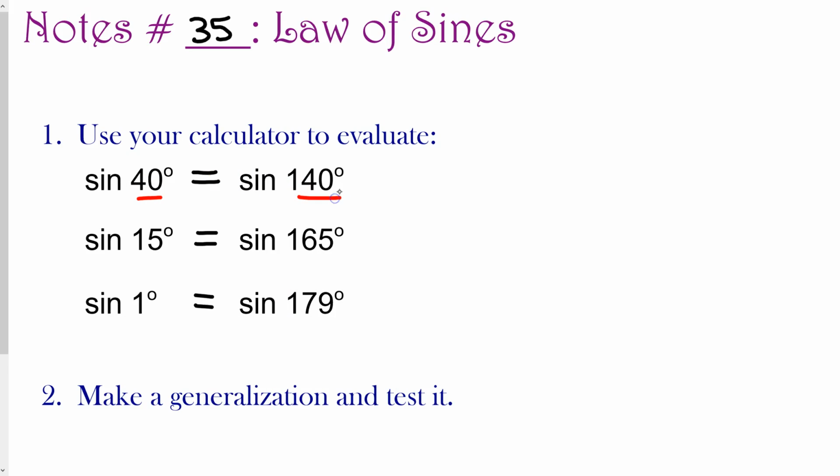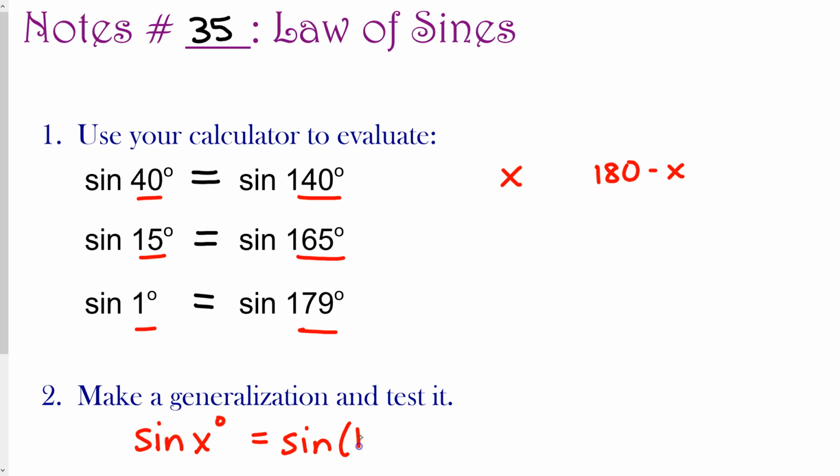So, what do you notice about these two angles? What's their relationship? And is it the same as the relationship between these two angles? And is it the same as the relationship between those two angles? And then what would your generalization be? So I would say that those two angles are supplementary. And so if one of them was x, the other one would be 180 minus x. And so my generalization would be that the sine of x degrees is equal to the sine of 180 minus x degrees.